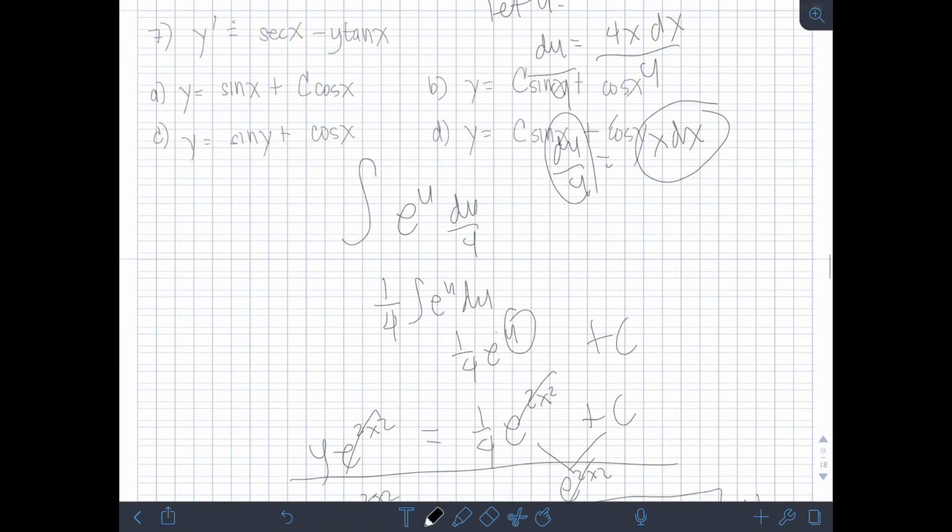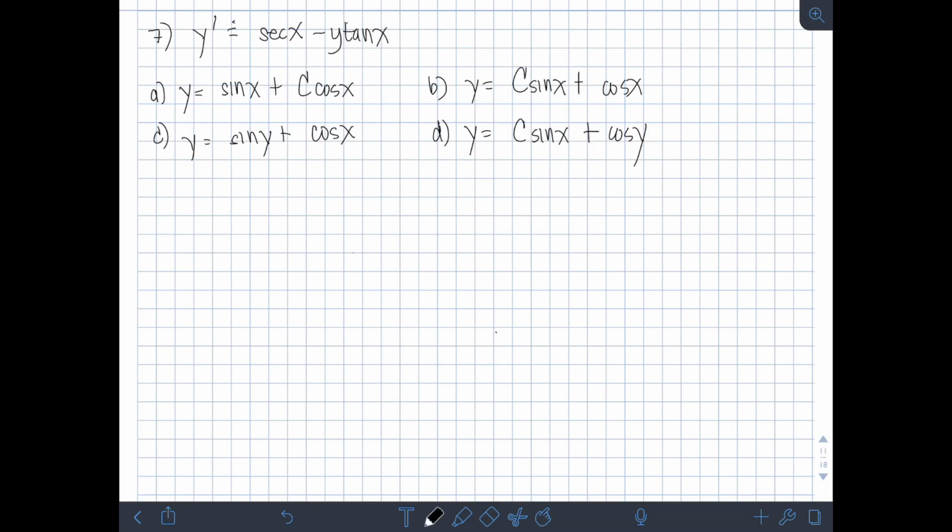Okay? Next we have y prime is equal to secant x minus y tan x. Okay, so obviously this is a linear DE because we can transform y prime as dy over dx, then transpose this negative y tan x to the left side, becoming positive y tan x equals secant x. Where tan x is the p of x, and secant x is the q of x. So let's solve using the linear DE solution.